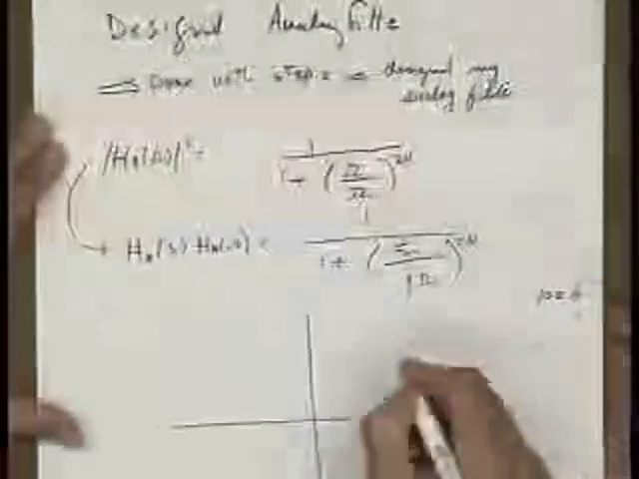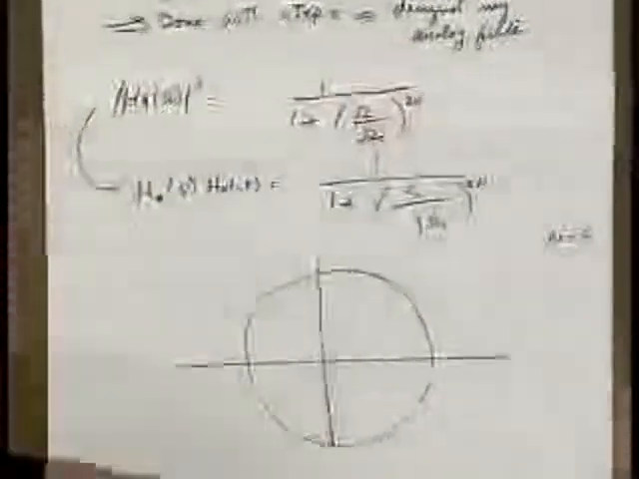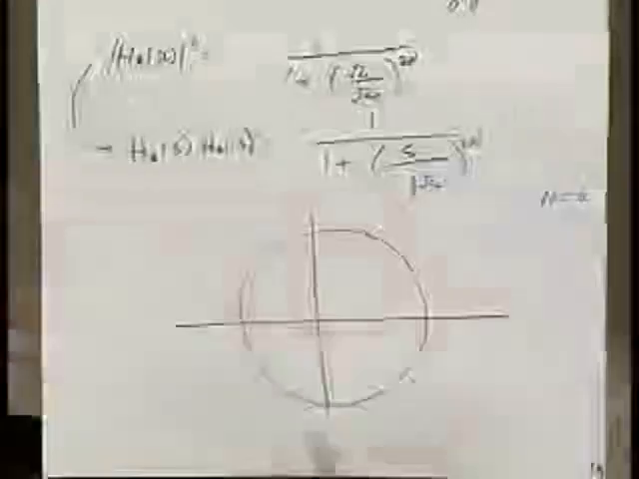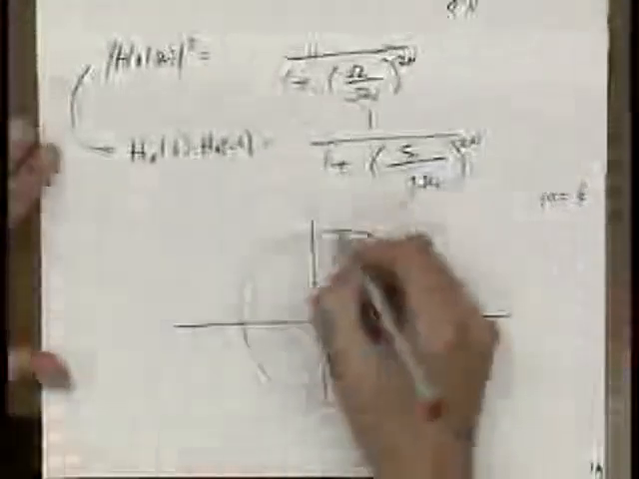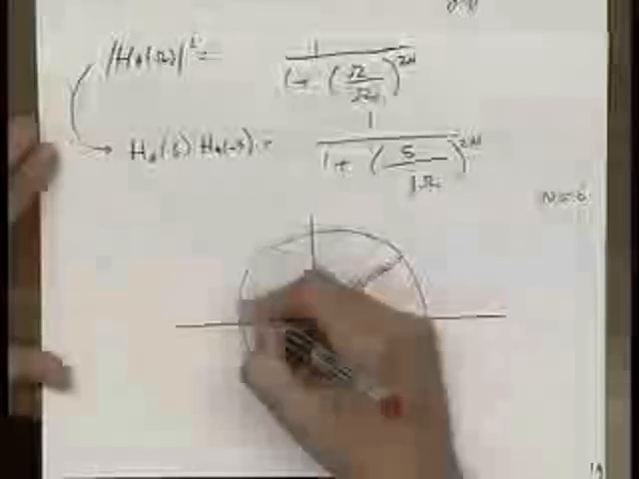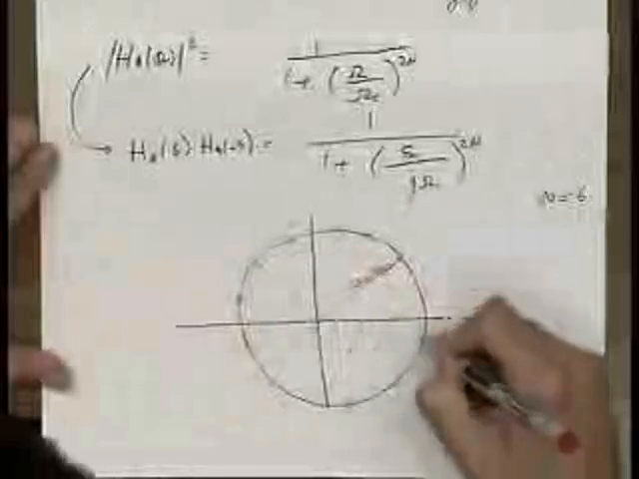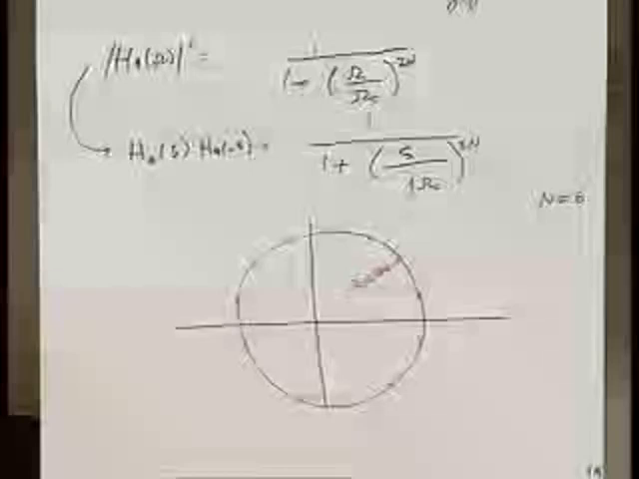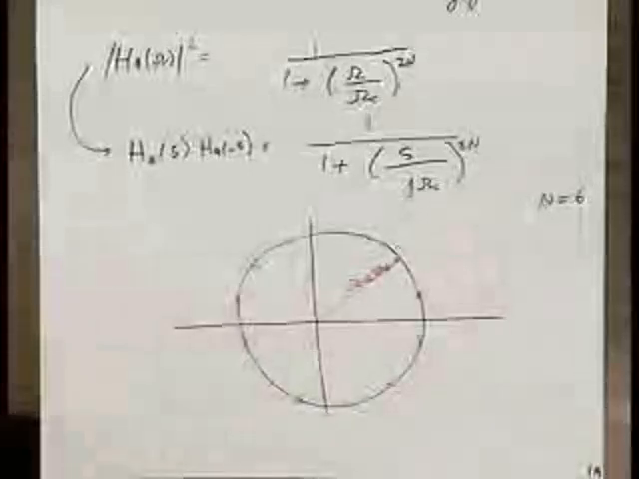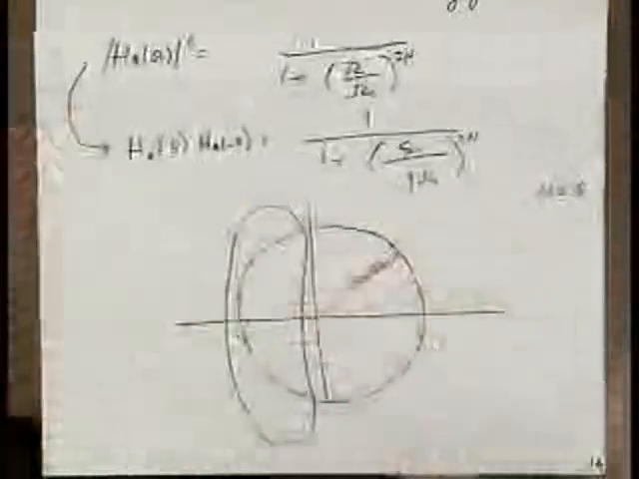for n equals 6, I draw my circle again. I put my poles again. So now the radius of this circle, omega_c, is 0.7302. And the poles are again in the same places as they were before. And I pick these. These are the poles that I pick for my filter.